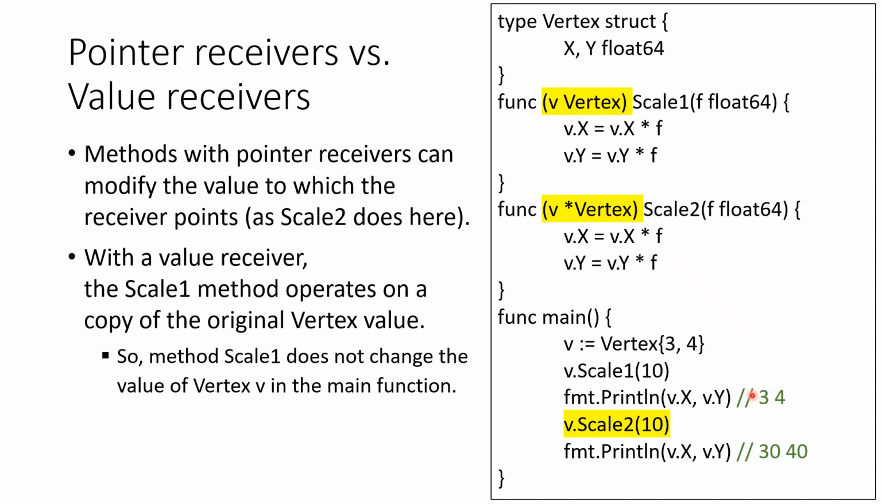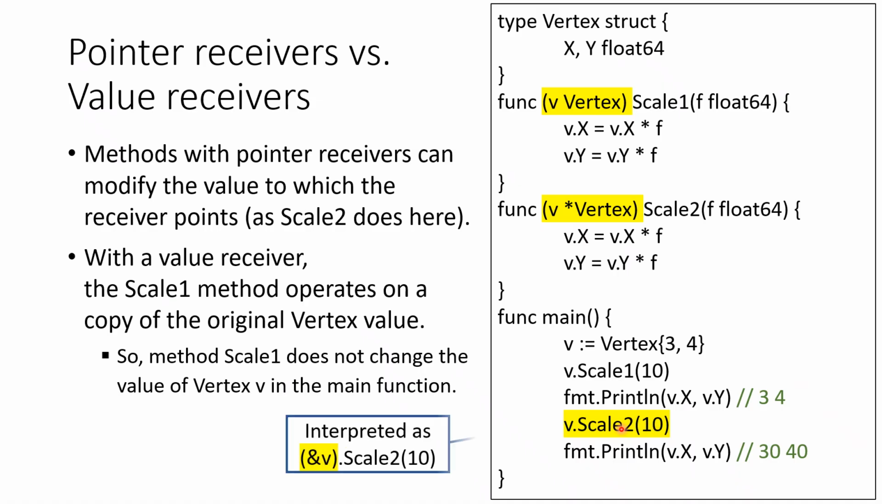The reason is, with a value receiver, the scale1 method operates on a copy of the original vertex value. So method scale1 does not change the value of vertex v in the main function. Now we call scale2 method also on vertex v and with the same argument 10.